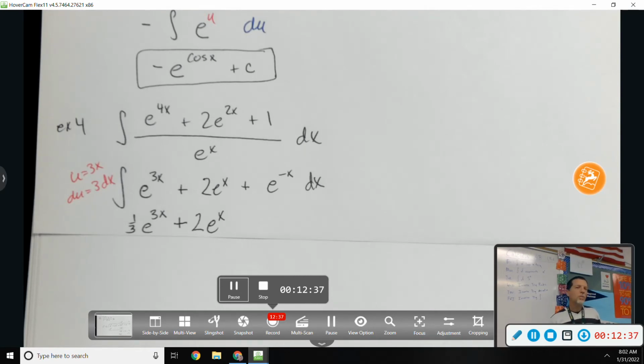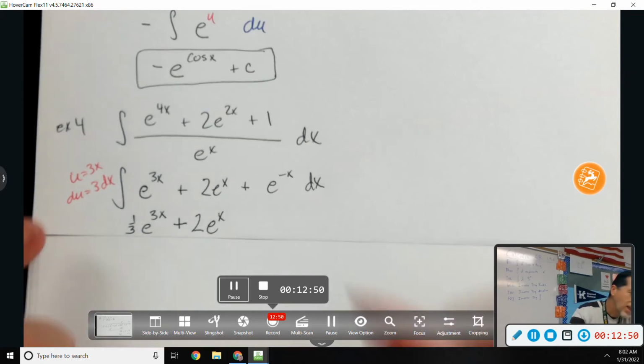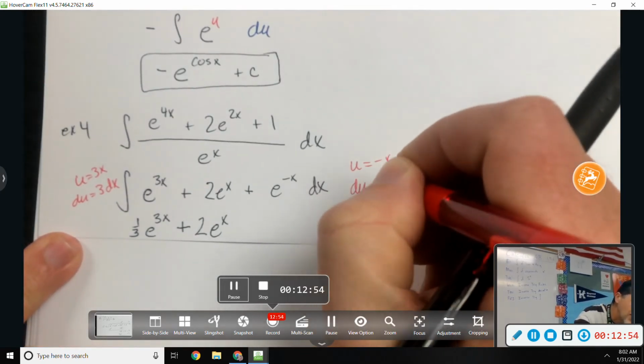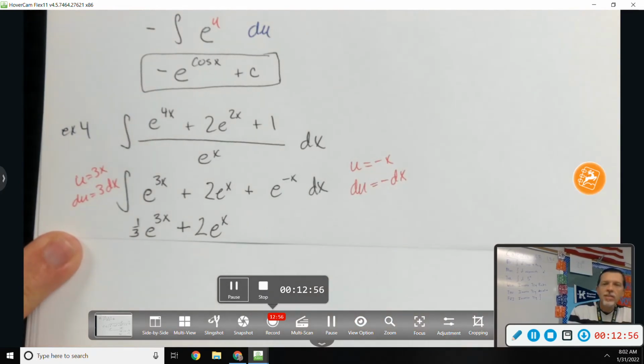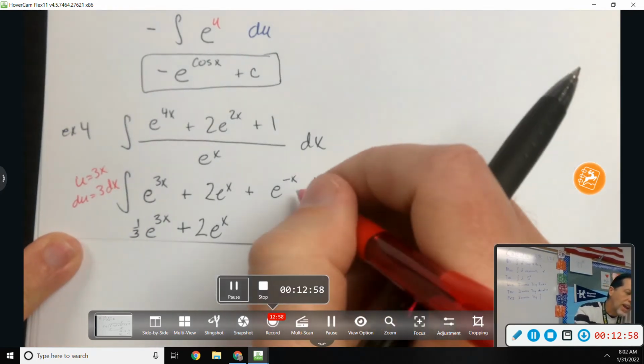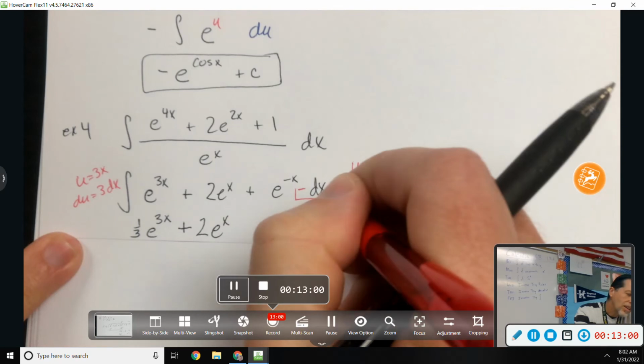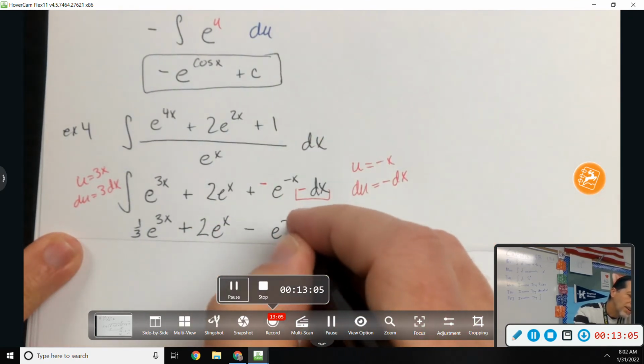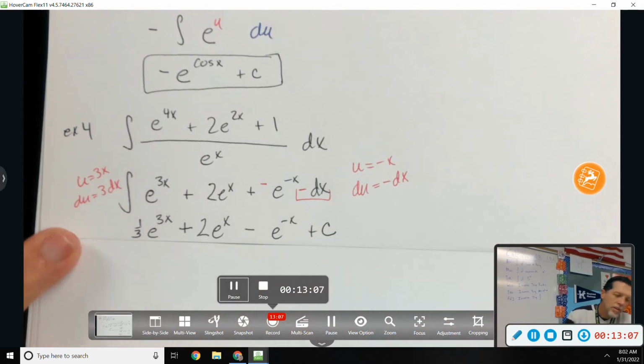What about that last one? If we wanted to write it out, what would u be? Negative x. So some of you can see that and make the fix on the fly. Others of you would say, let's write it out and play it safe. So I would need a negative on the dx, which means a negative out front. So minus e to the negative x plus c.